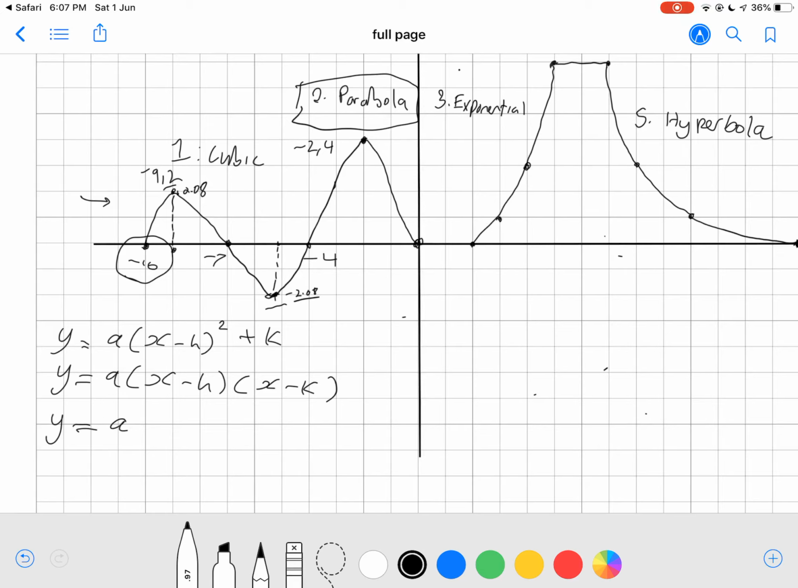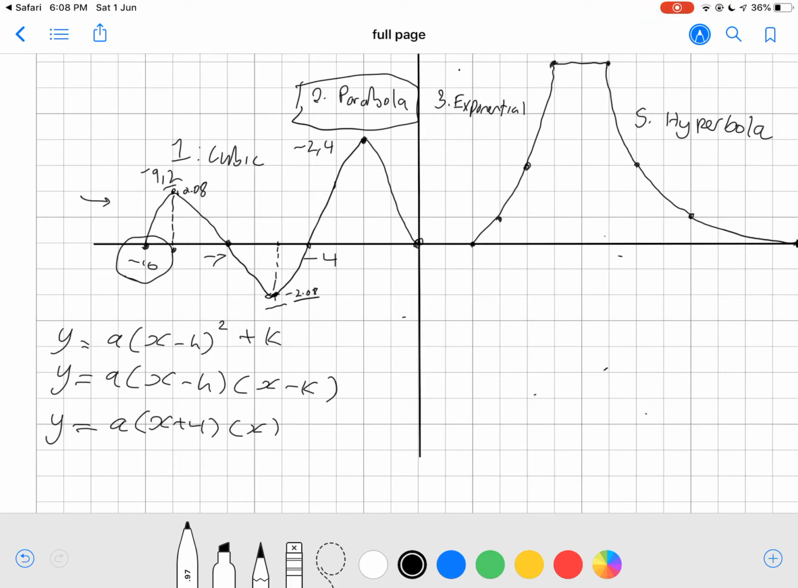So I'm going to say y equals a. There's an intercept of negative 4, a double negative makes a positive, so (x plus 4). And we have an intercept at 0, so therefore it's just x by itself. And we're going to substitute one more point to find the a, which is the shape of the parabola.